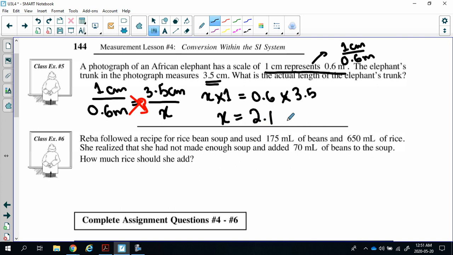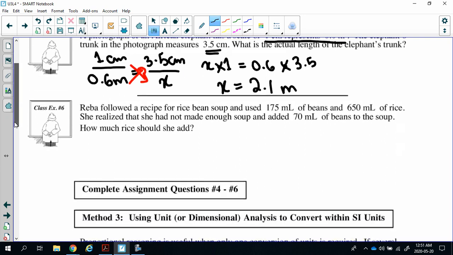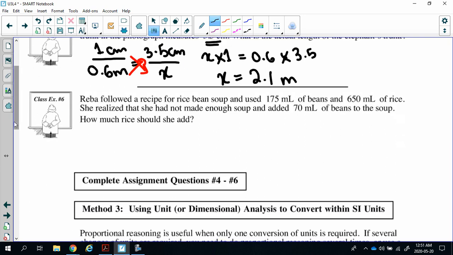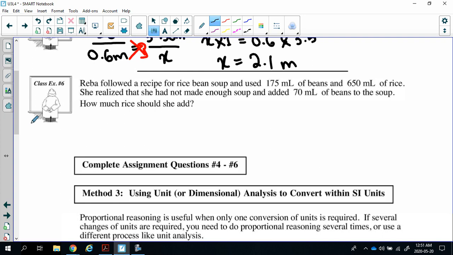And of course, make sure you express it in meters because that is the value that's being asked for us to find. Okay, class example 6 says, Reba followed a recipe for rice, bean, and soup and used 175 milliliters of beans and 650 milliliters of rice. That's going to be your conversion right here. 175 for your beans and 650 for your rice.